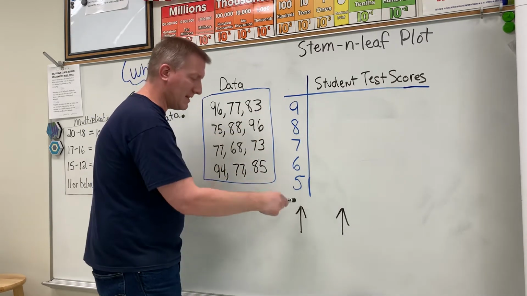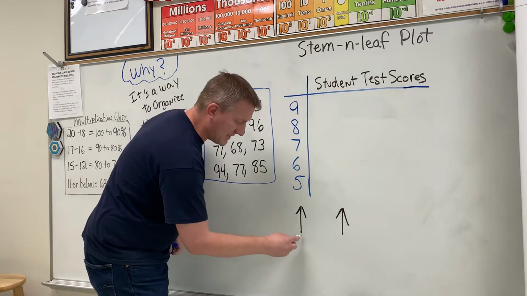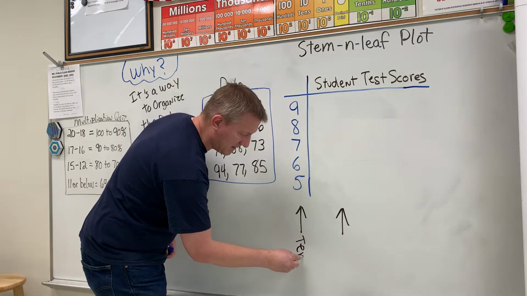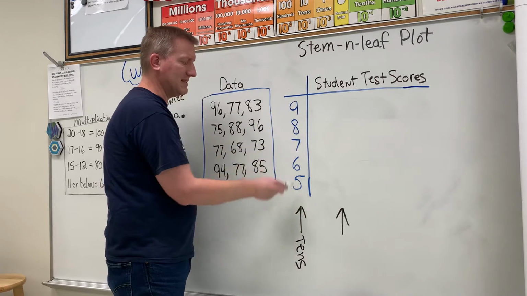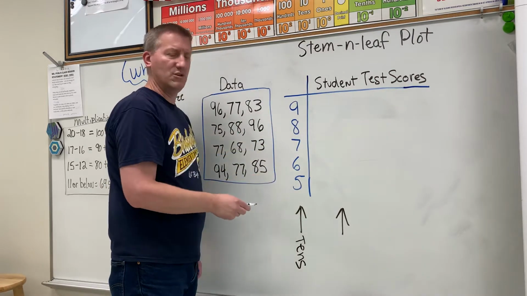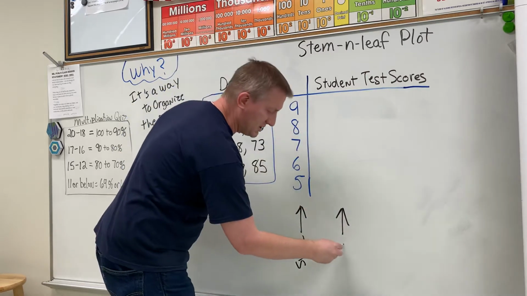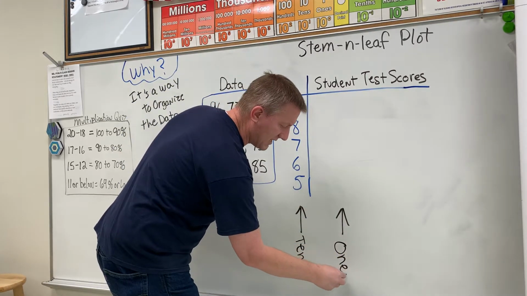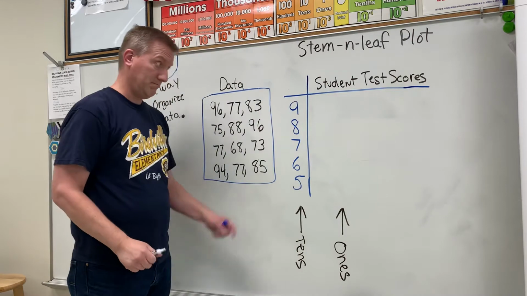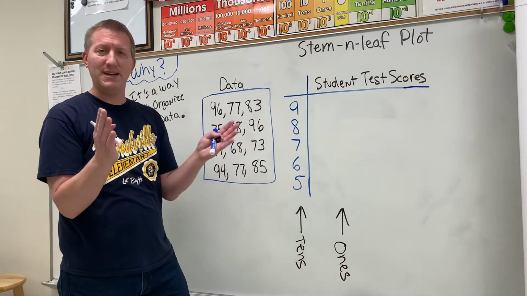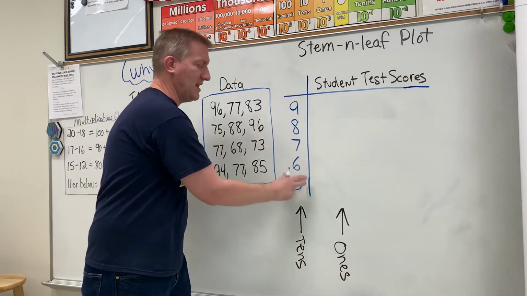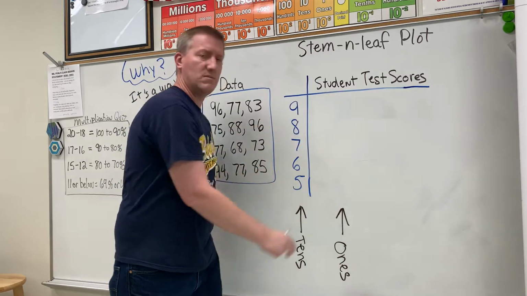Now, this column right here is the tens column. That's the tens column that we're going to use. And then this column over here, all these numbers are going to be the ones column. So we are breaking up our numbers into tens and ones.